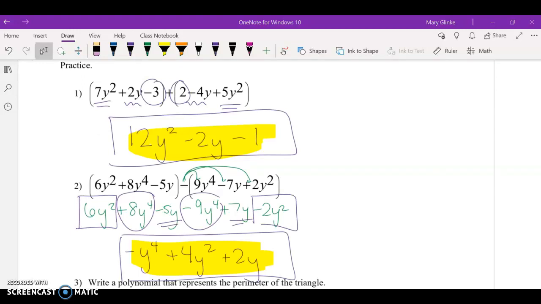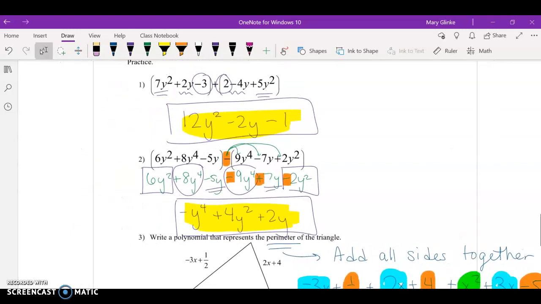Number 1, when we are adding these two polynomials together, we get 12y squared. Notice that the term itself does not change. It stays y squared. Only the number in front changes. Minus 2y minus 1. For number 2, the key thing here is to take this minus sign and distribute it to everything afterwards. So notice that every sign changes. If that helps you, just change every sign after the minus sign. Then combine like terms and we get negative y to the 4th plus 4y squared plus 2y.